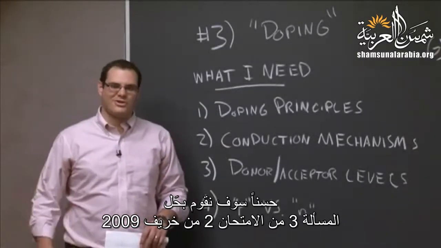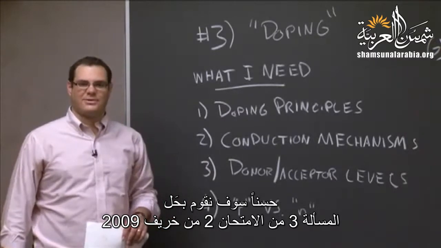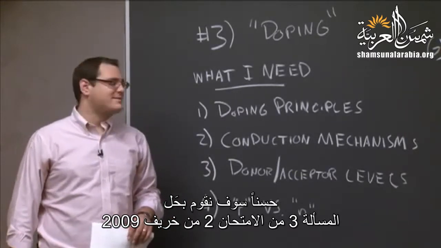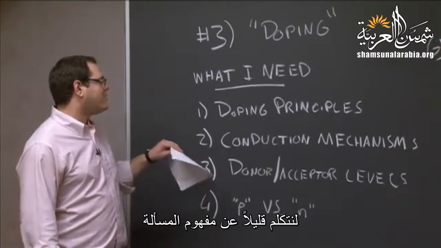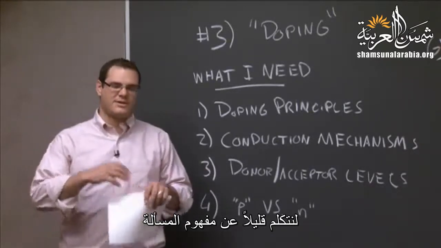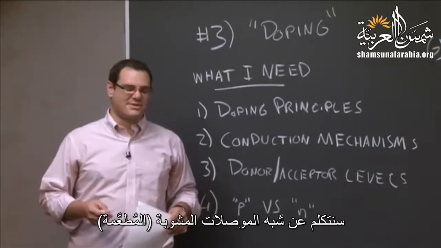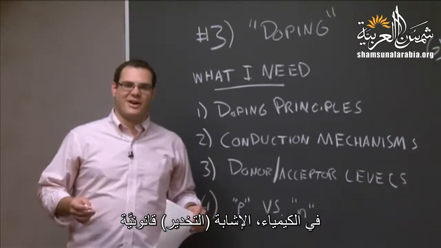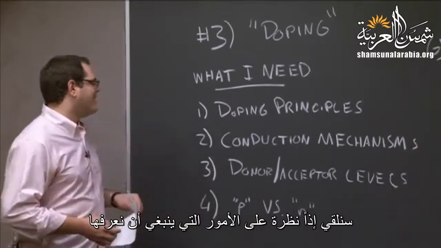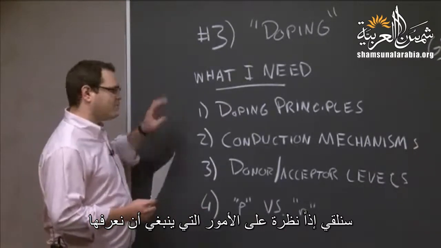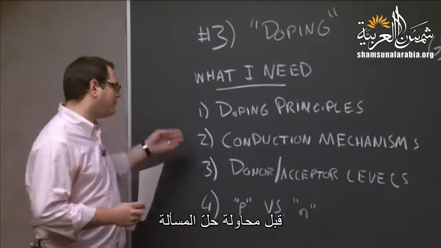Okay, we're going to do problem 3 now on exam 2 of the fall 2009 class. Let's talk a little bit about what the problem concept is. This is doping. We're going to talk all about doping semiconductors. This is, as we say, chemistry where doping is legal. So we're going to look at the things we should probably know before attempting the problem.